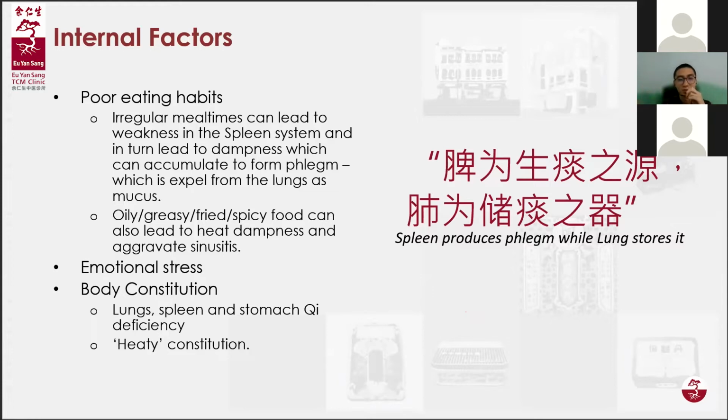So in this case, we can also see how the TCM organs are linked. If you digest well, then you don't have accumulation of phlegm, and then you don't have phlegm being stored by the lung. Let's talk about emotional stress, not so much for the kids. Maybe much more on body constitution, like lung, spleen, stomach qi deficiency. These organs, like we mentioned, if they are functioning well, then the phlegm or dampness won't accumulate.